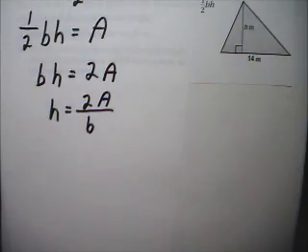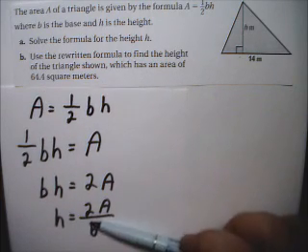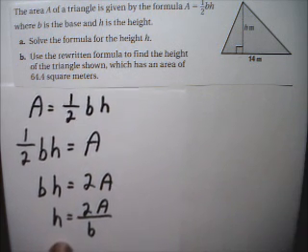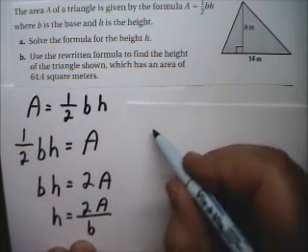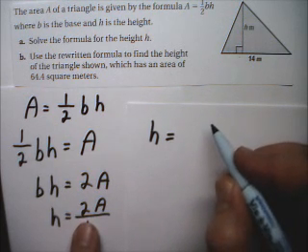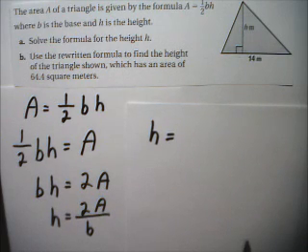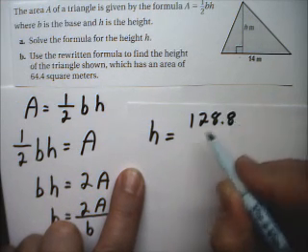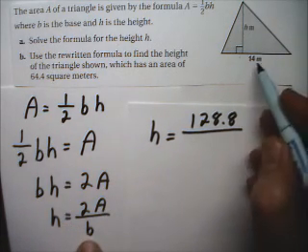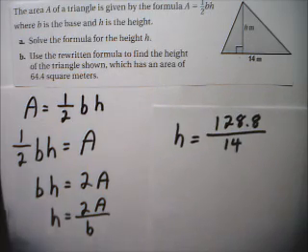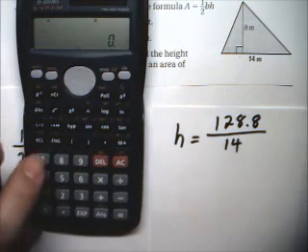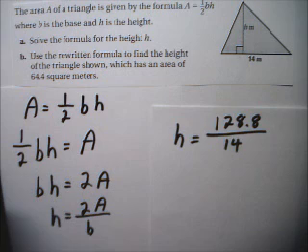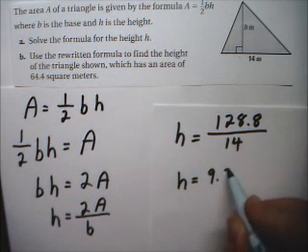So anyway, now we have to use this formula to figure out the height when the area is 64.4 and the base is 14. So we would say the height equals 2 times the area. So that's 2 times 64.4. Well, let's see, that's 128.8, divided by the base. The base is 14. So 128.8 divided by 14. And that's 9.2. So the height is equal to 9.2 meters.